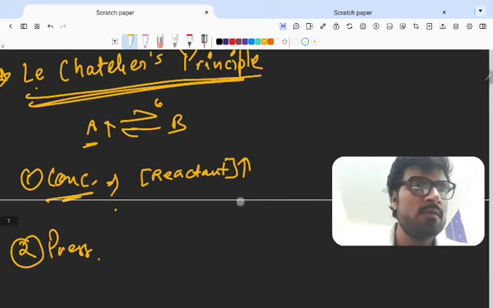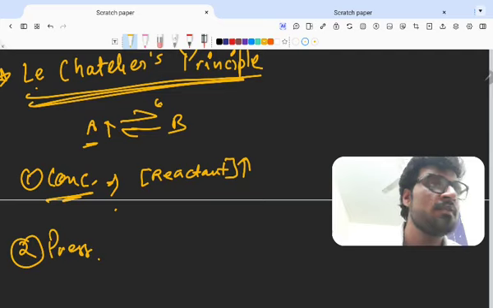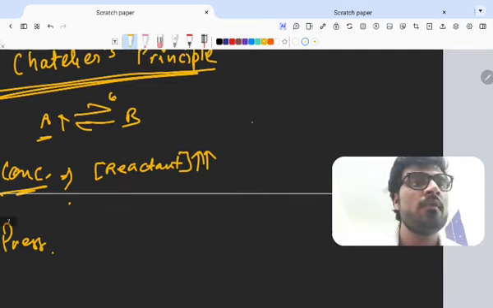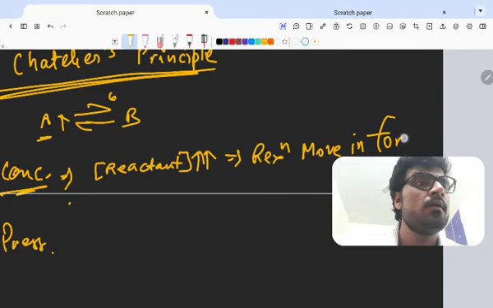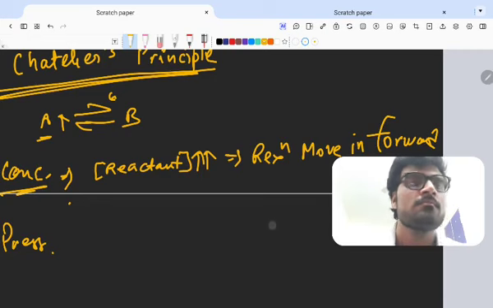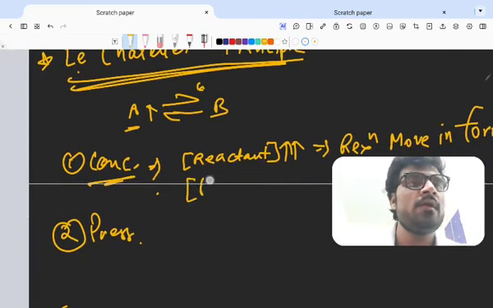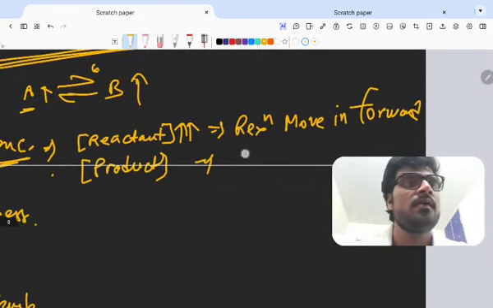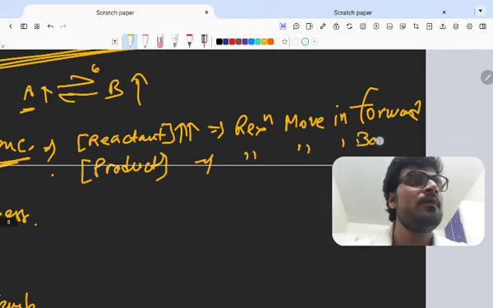Okay. It means if I increase the concentration of reactant, concentration is represented in square boxes, as I've already told. If I increase the concentration of reactant, then what will happen? The reaction will move in forward direction. And what does forward mean? It means K value is positive or more, basically. Okay. Similarly, what will happen if I increase the concentration of products? Then the reaction will move in backward direction.